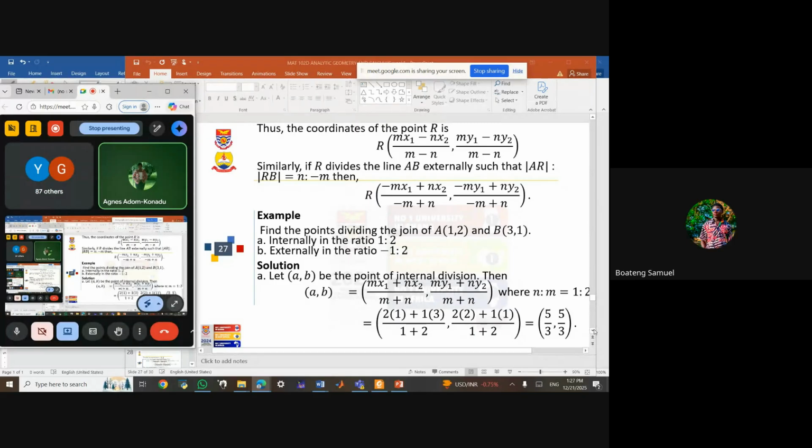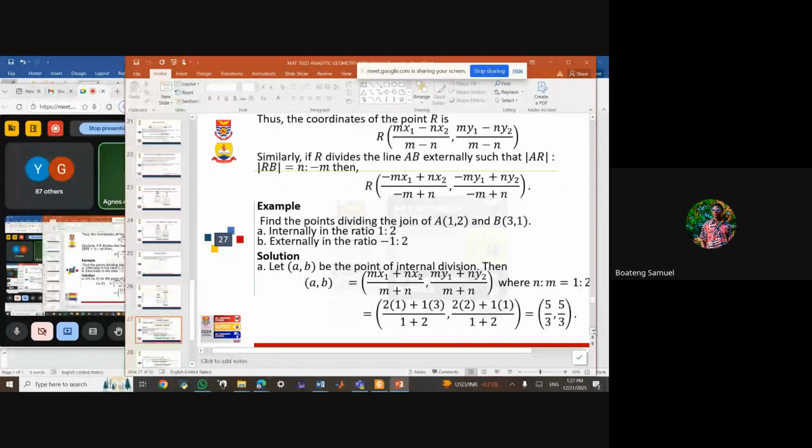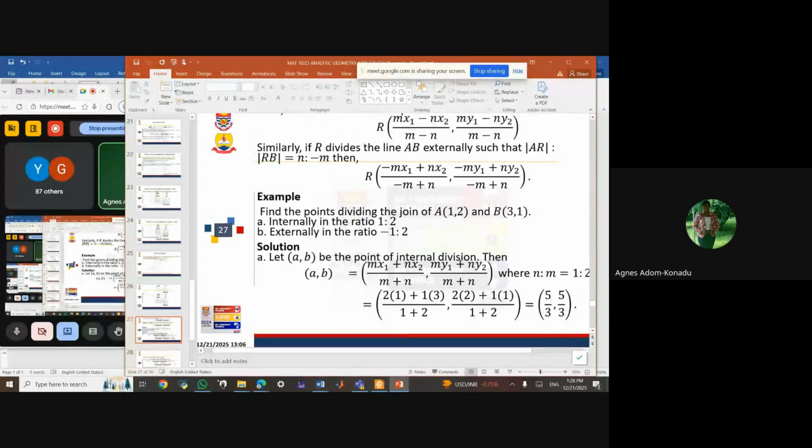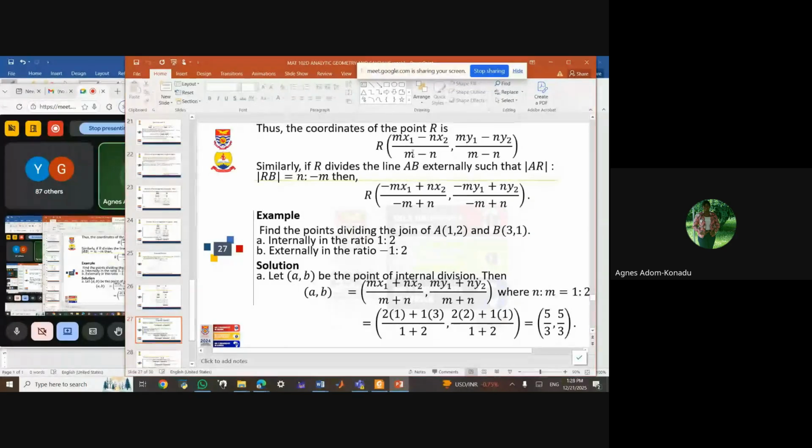What I'm saying is, they are saying it is internal division in the ratio -1, 2. So the negative, we brought the -1 here to show that the negative is for the n. So it means that we are using the first formula where the n is negative.